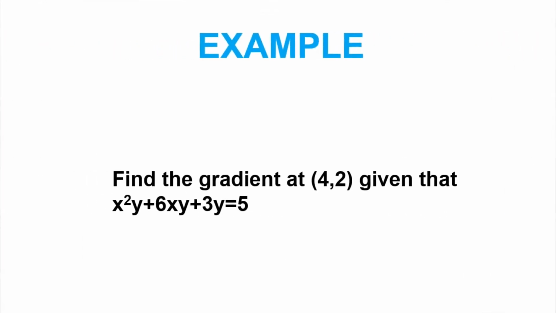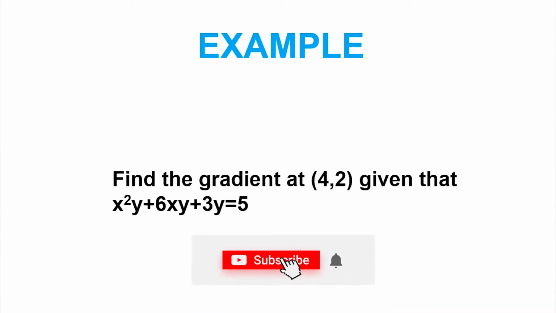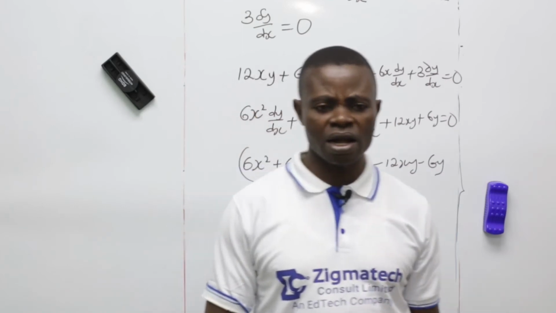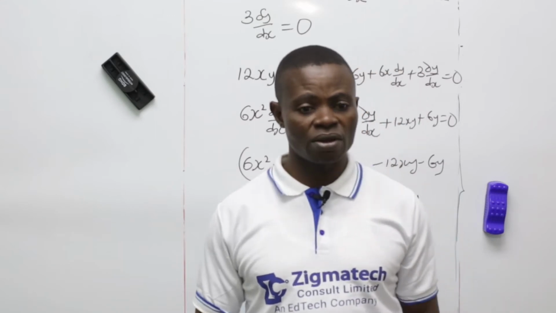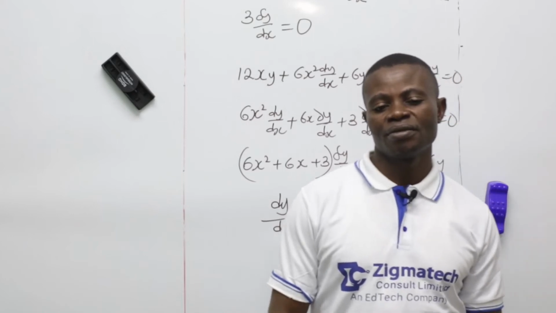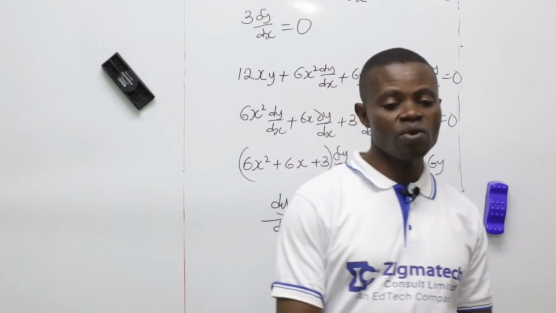Look at this. Find the gradient at (4,2), given that s squared y plus 6sy plus 3y equals 5. Meaning we are interested in the slope or the gradient of the point, or be it a curve, as the case may be. Now, you have to recall something about gradients. Gradient, we know, is y2 minus y1 all over s2 minus s1. But in this case, we have only y1 and s1, meaning we are not going to make use of that.